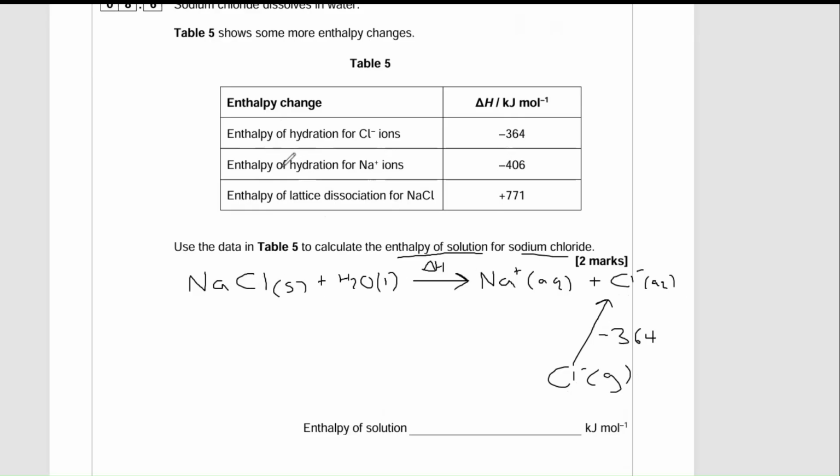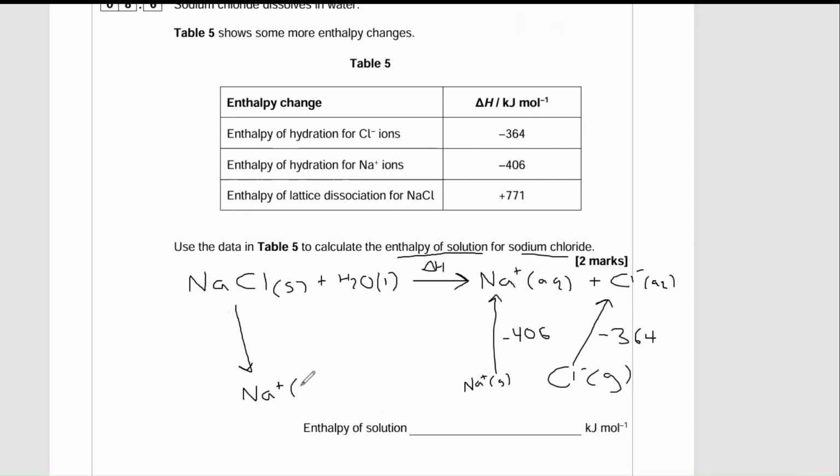So now we're going to do the enthalpy of hydration for sodium ions. The only difference here is these are gaseous ions, and it is -406. Exothermic, they obviously prefer to be in solution than to be gaseous. And then over here, we've got the enthalpy of lattice dissociation for sodium chloride. What is lattice dissociation? It's when 1 mole of a lattice is broken down into its gaseous ions. So we're going to break this down into its gaseous ions.